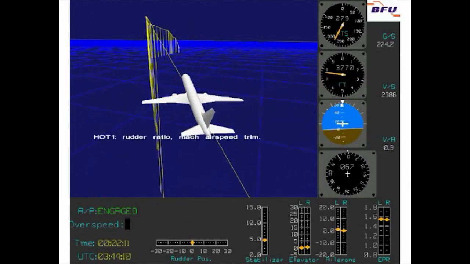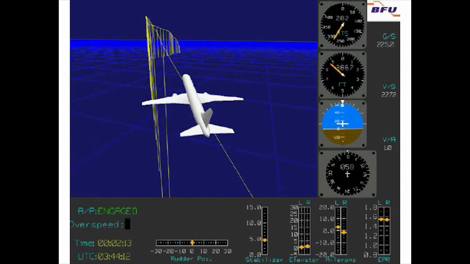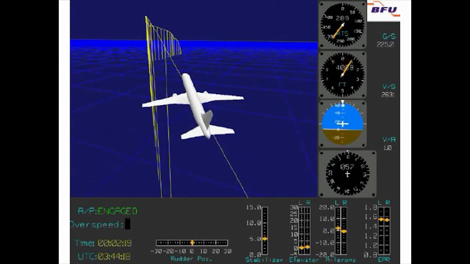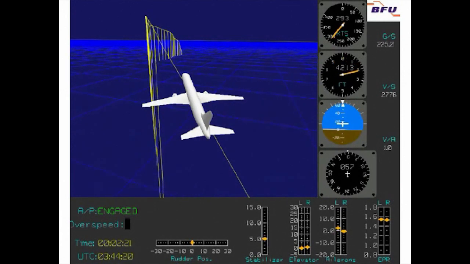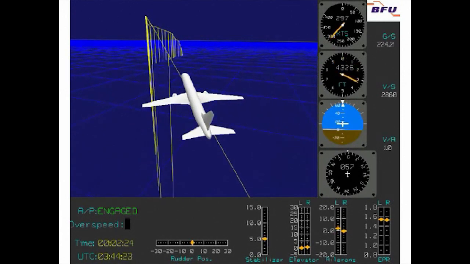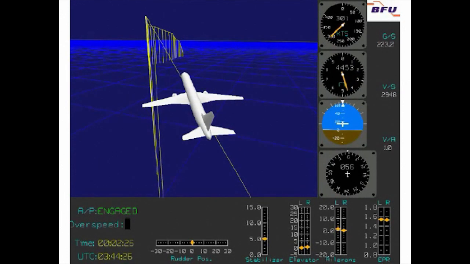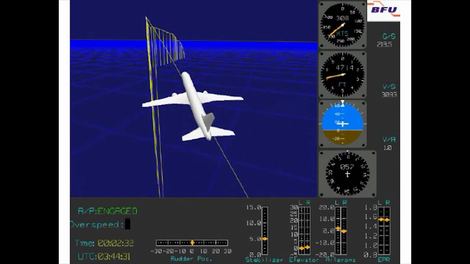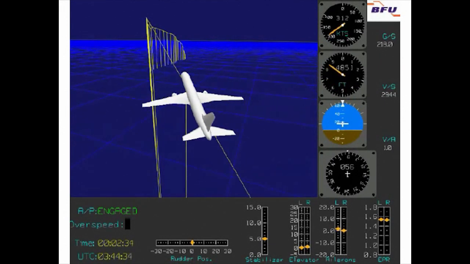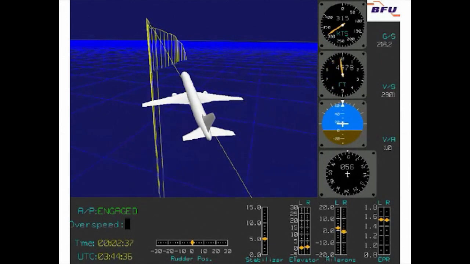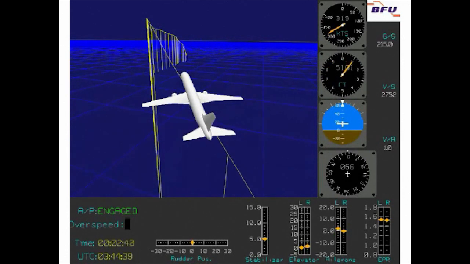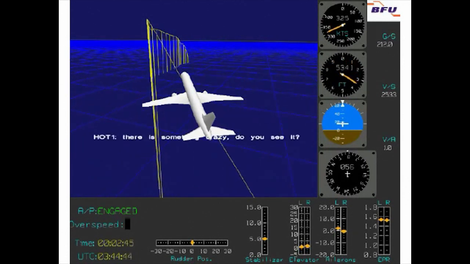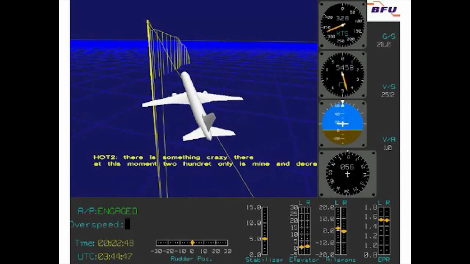About 2 minutes after the start of the accident sequence, the warning message, Rudder Ratio Mach Speed Trim, appeared. The rudder ratio changer limits available rudder travel as a function of airspeed. The captain expressed the belief that something was wrong. His co-pilot informed him that on his side, the airspeed was indicated at 200 knots and decreasing. At this point, the airplane was at about 5,000 feet at a pitch angle of 15 degrees nose up.